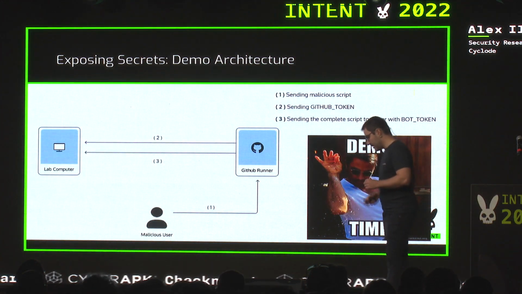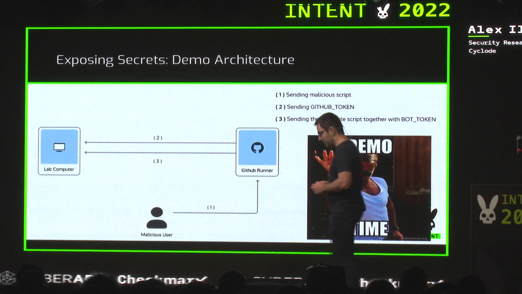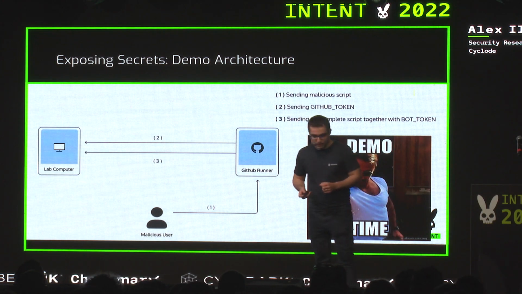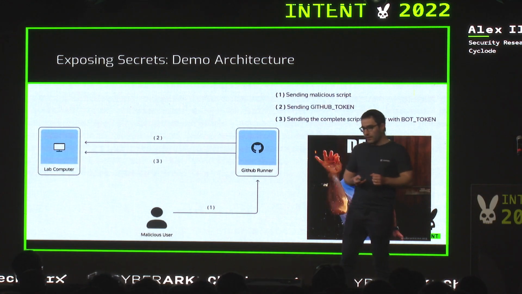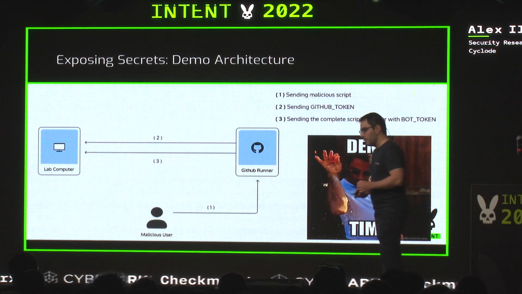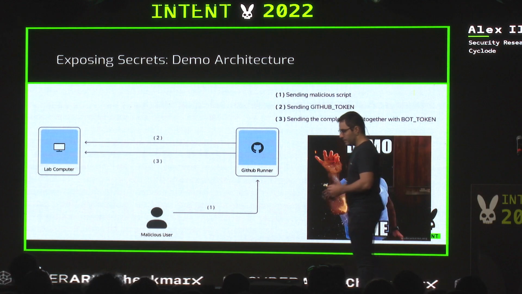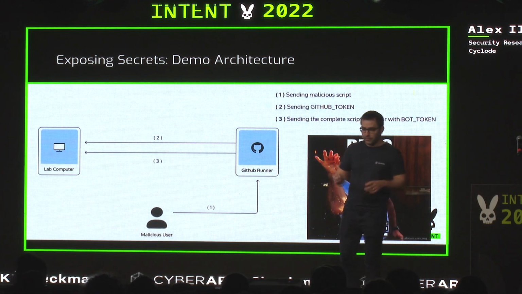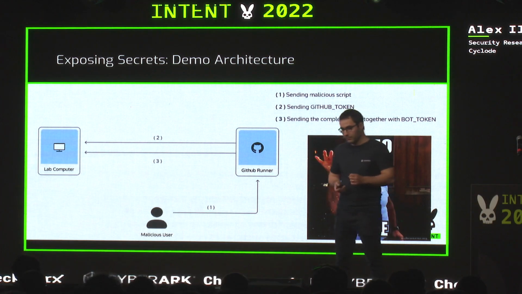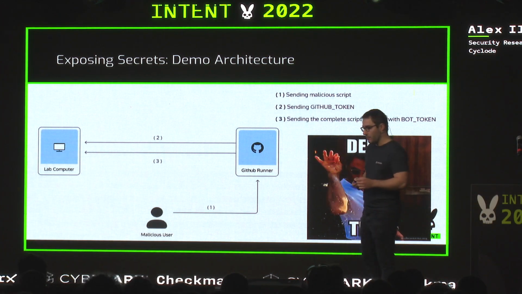So we have several demos to demonstrate the capabilities of these vulnerabilities. For the first demo, we'll show how we're able to exfiltrate, in this simple example, both the GitHub token and the token in the third method.